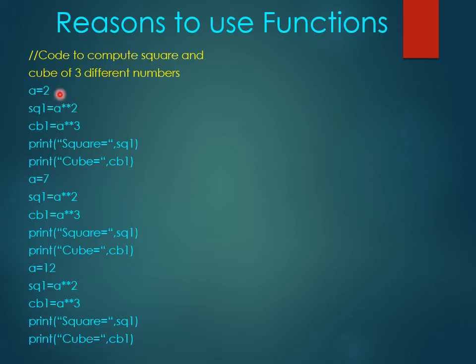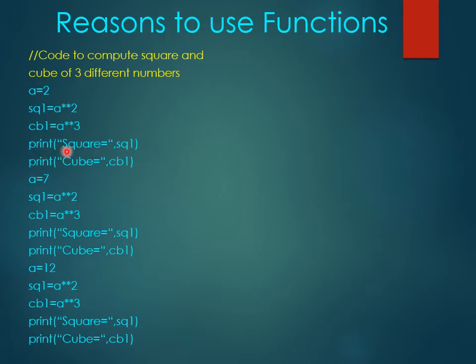This type of coding you are already familiar with from class 11. The three numbers whose square and cube I want to calculate are a equal to 7 and a equal to 12. Here you see the first, sq1 equal to a double asterisk 2. This double asterisk is the power operator in Python. It means a raised to power 2. Similarly, a raised to power 3. So here it will calculate a raised to power 2 and store it in sq1. Similarly, here it will calculate a raised to power 3 and store it in cb1.